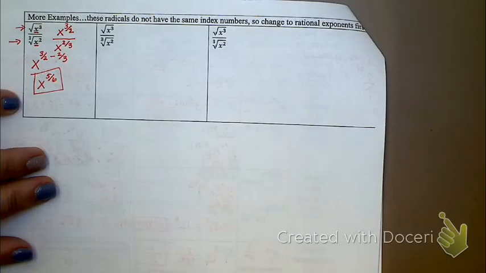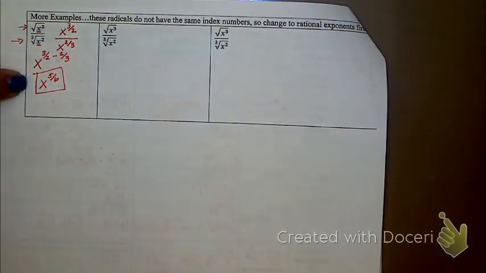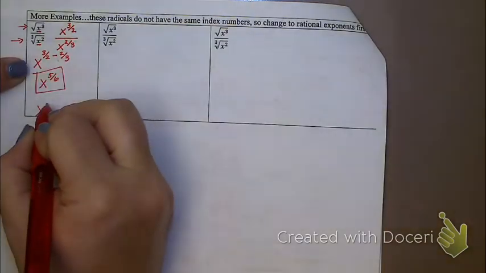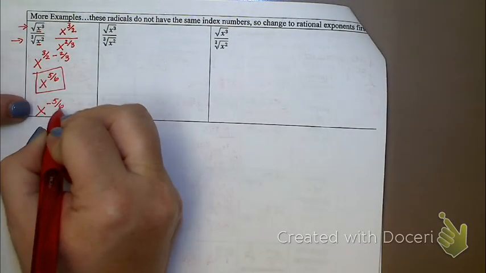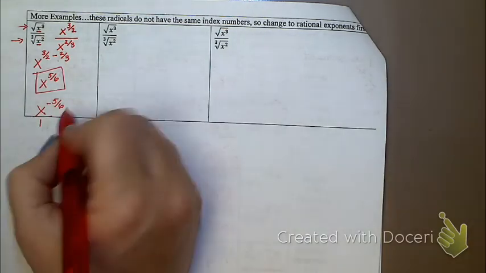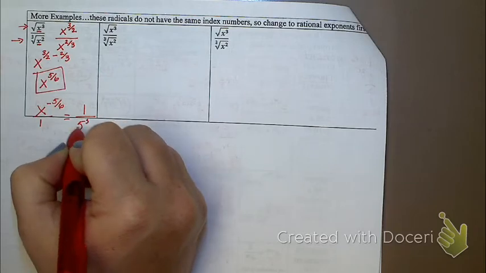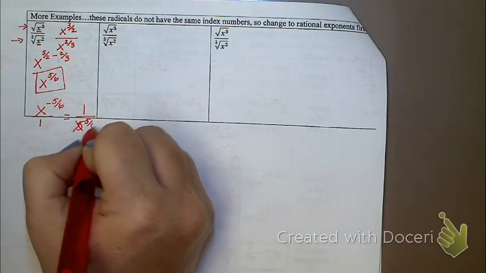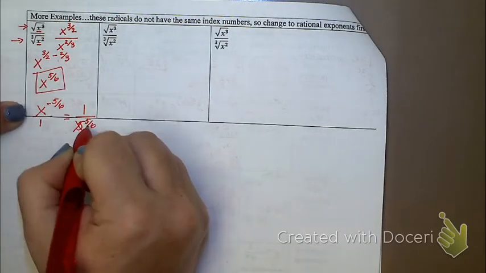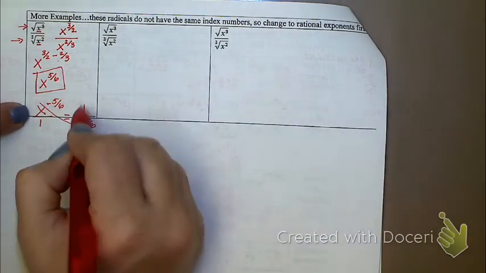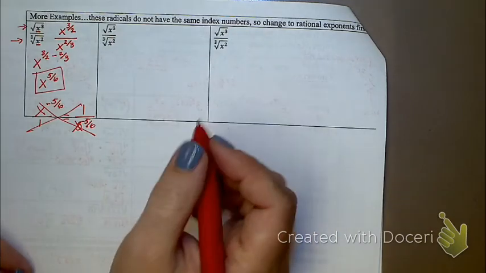Now, just to be clear, that's on the top of a fraction. What would happen if I did my subtraction and I ended up with x to the negative 5/6? Well, that's still on the top of a fraction, but I couldn't leave it like that. I would have to put it on the bottom, x to the 5/6. If I had a negative exponent, I would have to move it to the bottom to get a positive exponent. Okay? That wasn't our case, that's just what you would do in that case.